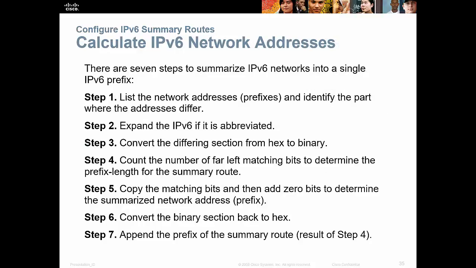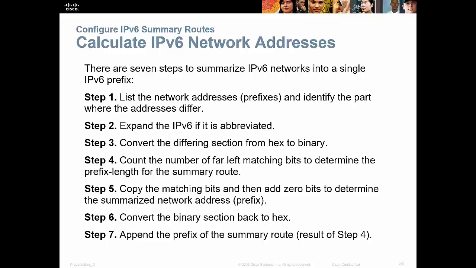So to calculate the IPv6 network address, there are a few different steps. We're going to list the addresses and the prefixes to identify the part that's different. Just like with IPv4, we're looking at where they start to change. Again, with IPv6, we can abbreviate addresses, so make sure that you write them out in the expanded form. That way you don't miss any zeros or anything.